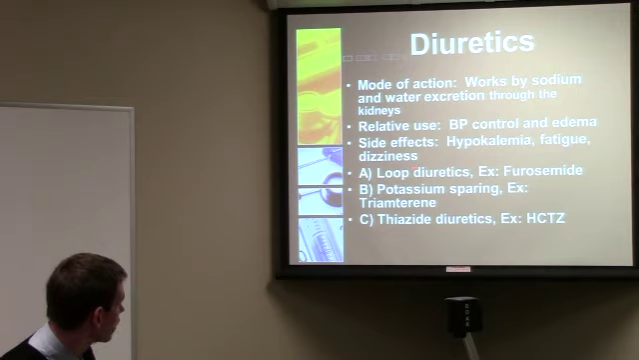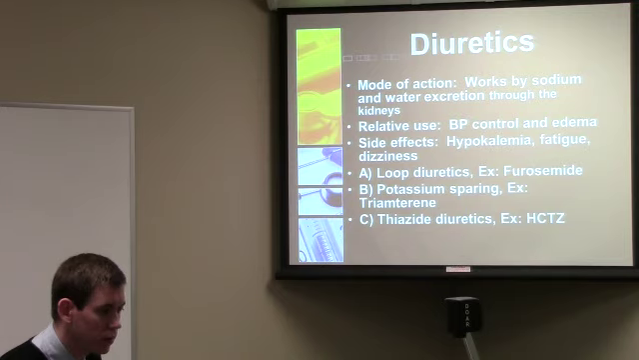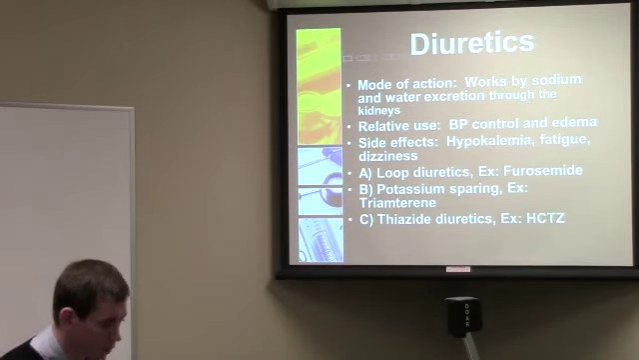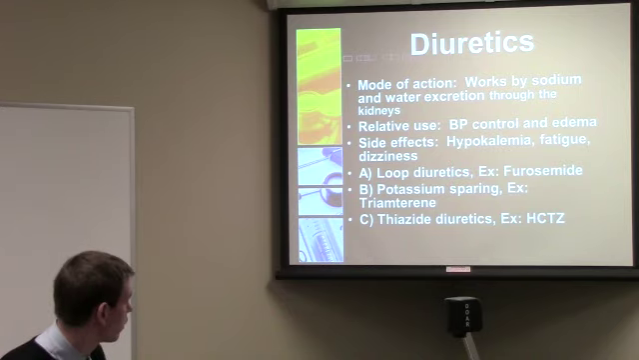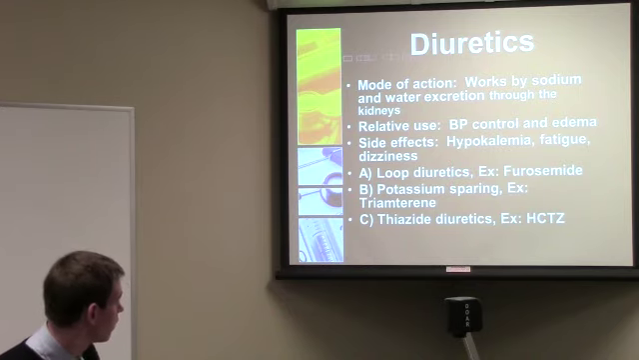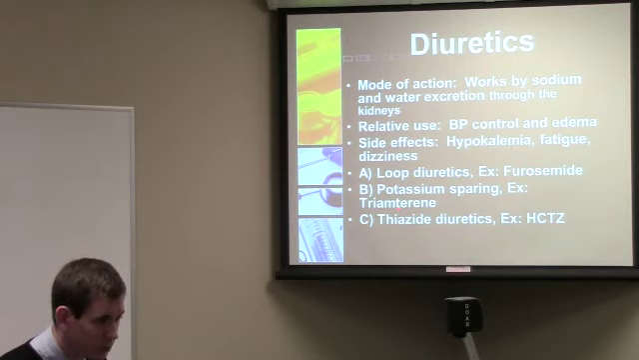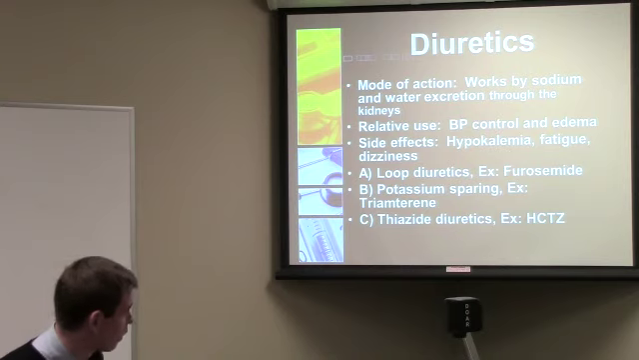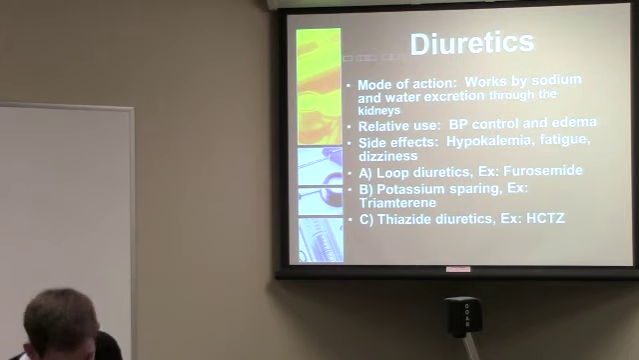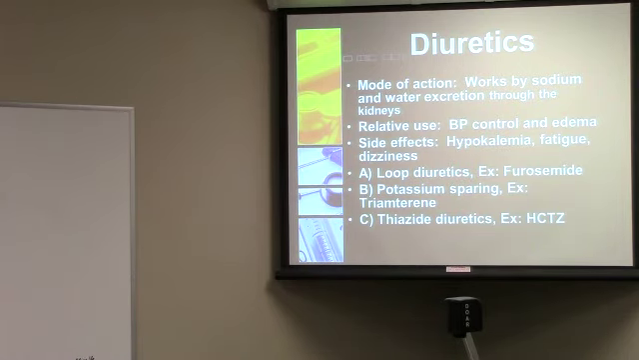One, we have the loop diuretics. The loop diuretics are going to be the medications that you'll see the patient taking a potassium supplement with. They will cause the hypokalemia, which is the low potassium. Then we have the potassium-sparing diuretics, triamterene. Spironolactone falls in that category as well. And then we have a class called the thiazide diuretics, which is your hydrochlorothiazide. So some examples of diuretics.